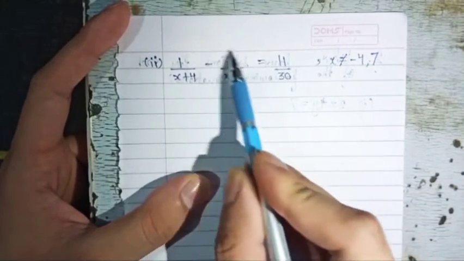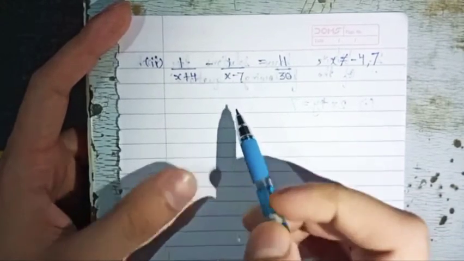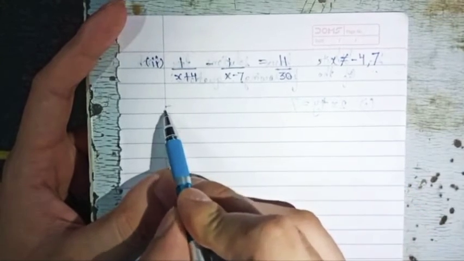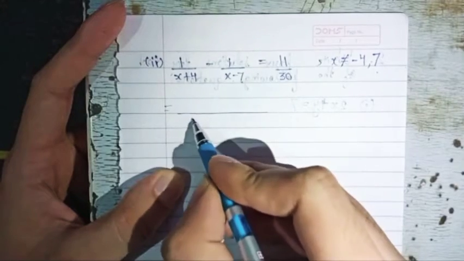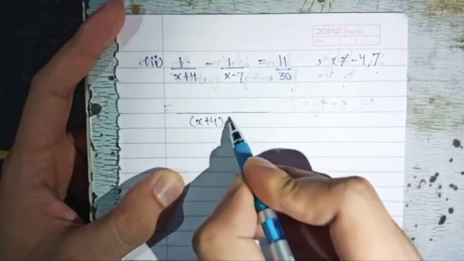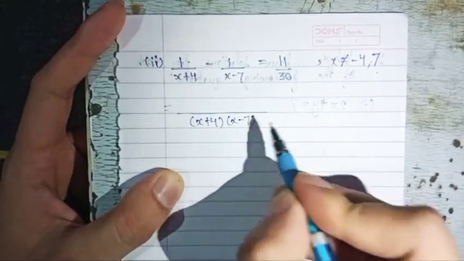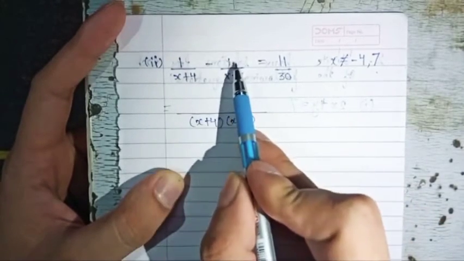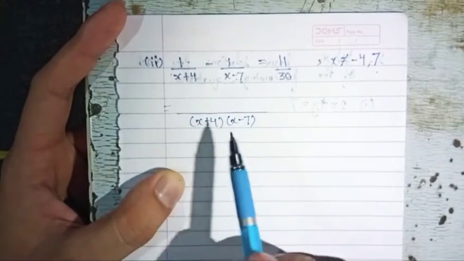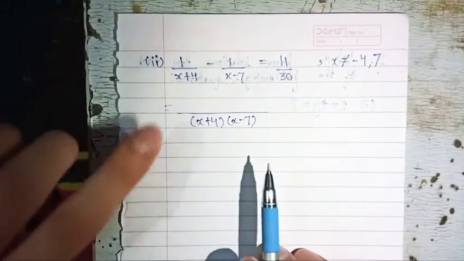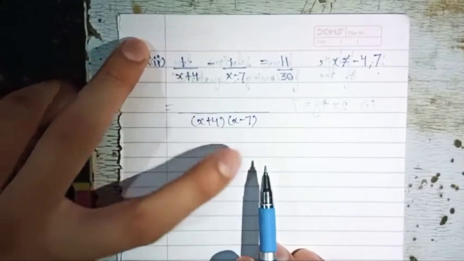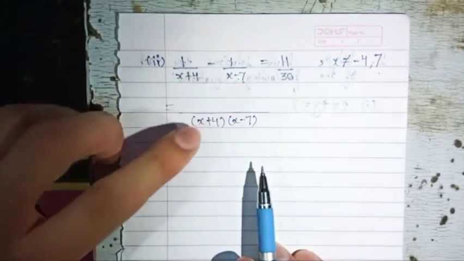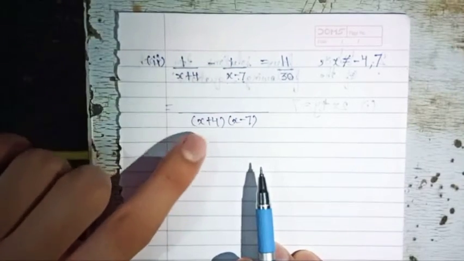So first of all, 1 upon x plus 4 minus 1 upon x minus 7. First of all we will simplify the left hand side. We will take LCM. So x plus 4 multiply with x minus 7. Then x minus 7 will multiply here and x plus 4 will multiply here. That is a simple way to understand this concept. What we are doing is just taking LCM. x plus 4 will divide this term x minus 7 times, and x minus 7 will divide this denominator x plus 4 times.